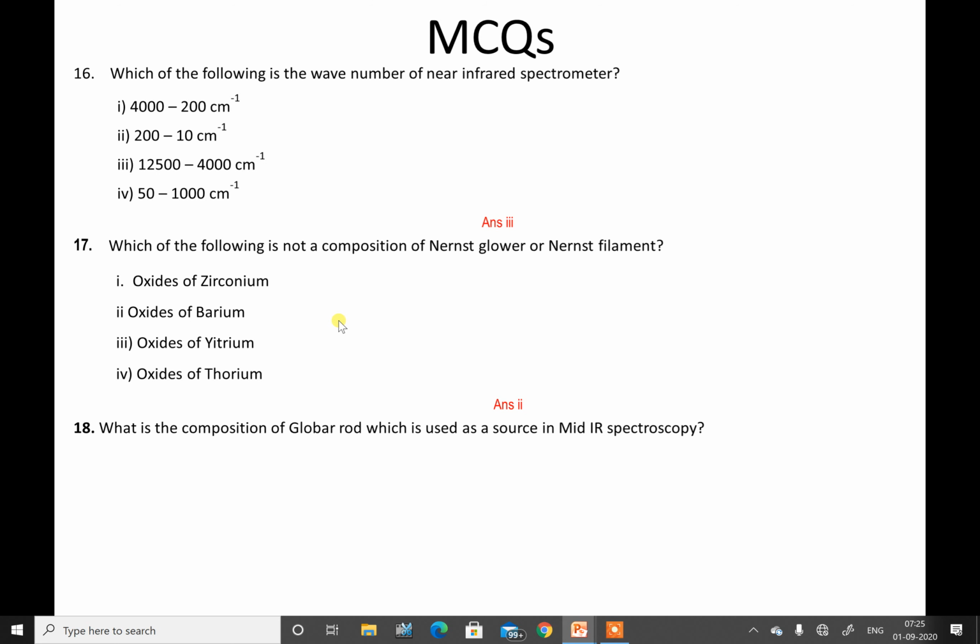What is the composition of a Globar rod that is used as a source in mid IR spectroscopy? Silicon carbide, silver chloride, silicon dioxide, or silver carbide, and the answer is of course silicon carbide. Okay.